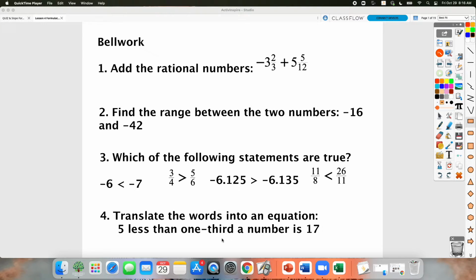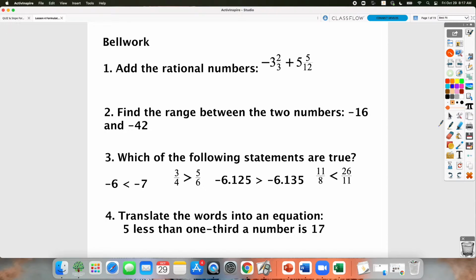Okay, so on number one, Kendall, what would I need to do first before I can add those mixed numbers? Absolutely, I've got to turn them into improper fractions. And we were just talking about how on that negative 3 2/3, what do we do with the negative sign? Bring it down. So I'm gonna bring down my negative and then change it just like I normally would. So I'm just gonna multiply 3 times 3 is 9 plus 2 would give me 11. So that's gonna be negative 11/3.